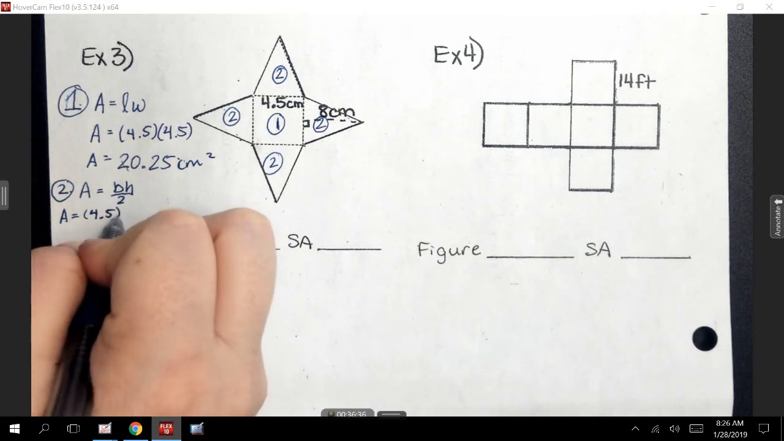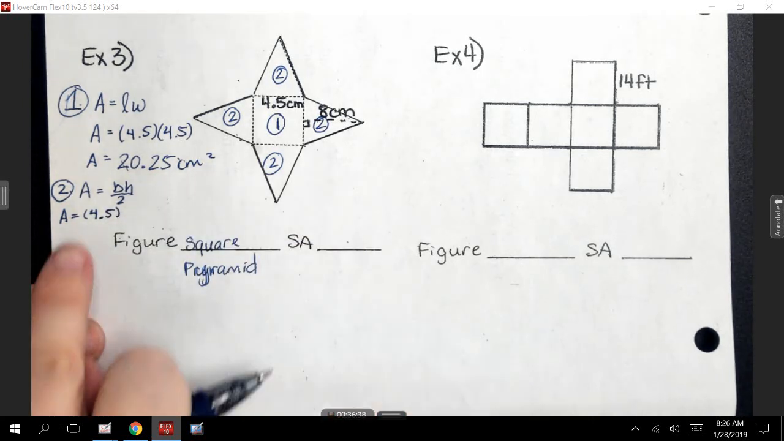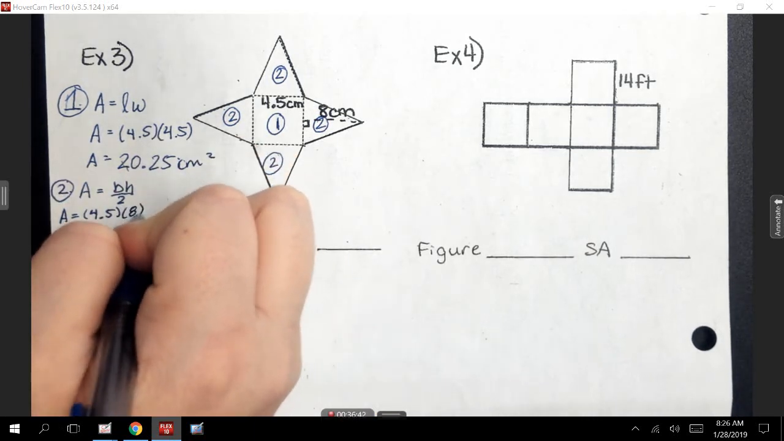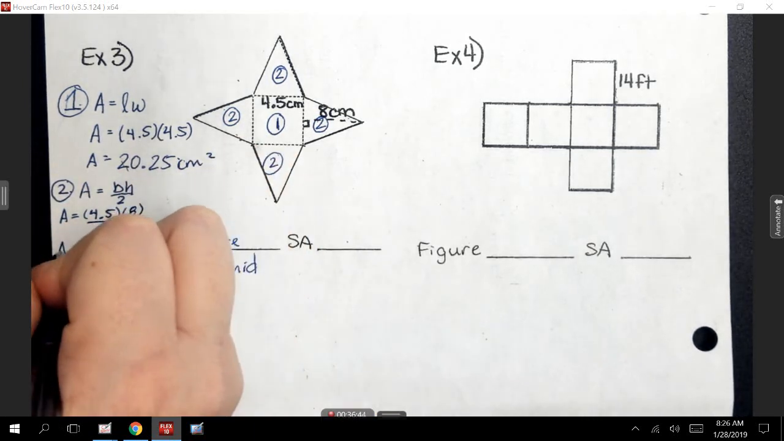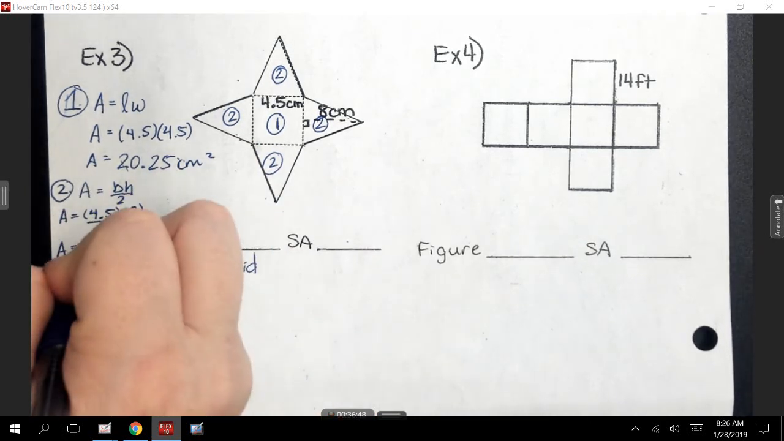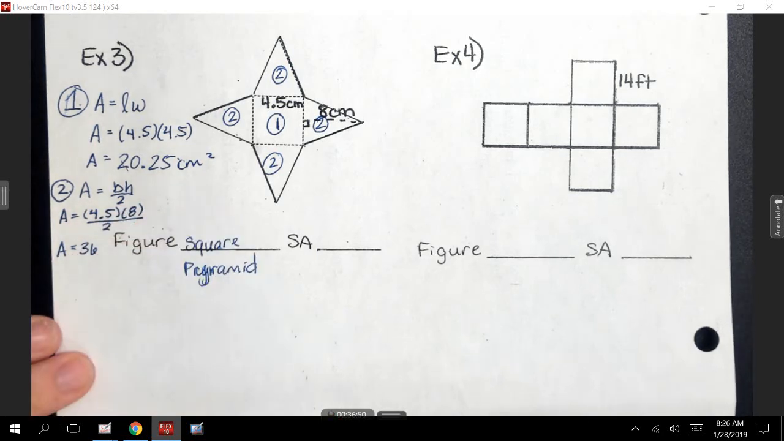Okay, I'll take that since you said the height is 8 and the base is 4.5. So we're going to put the base first, 4.5. My height is 8, and then we're dividing by 2. So what is my area going to be for the triangle, Joseph? 36. Just 36. Very good.